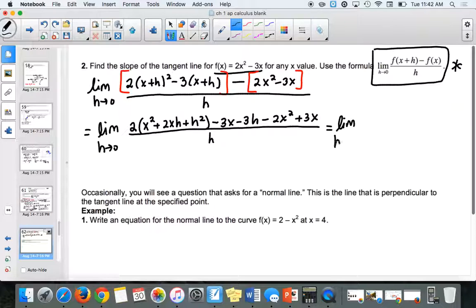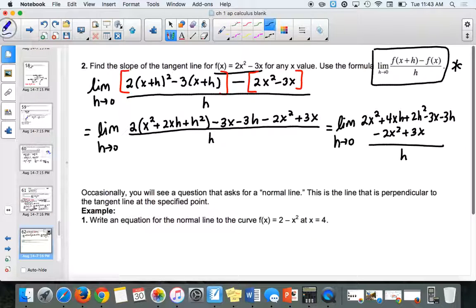So I have the limit as h goes to 0. Continue simplifying. All of this is just basic algebra, just simplifying. So I'm going to have 2x squared plus 4xh plus 2h squared minus 3x minus 3h, I hate these, minus 2x squared plus 3x, all over h. See how I made my numerator into a double line numerator? Sometimes there's just not enough paper in calculus. Sad story.